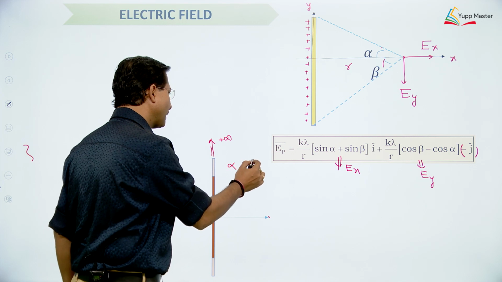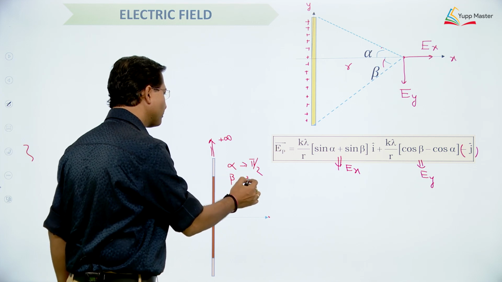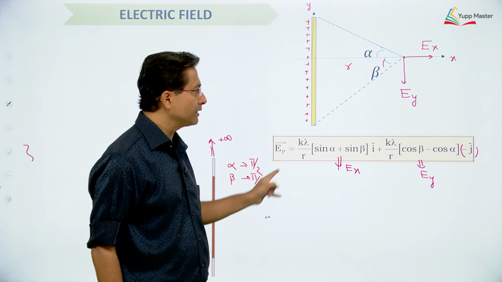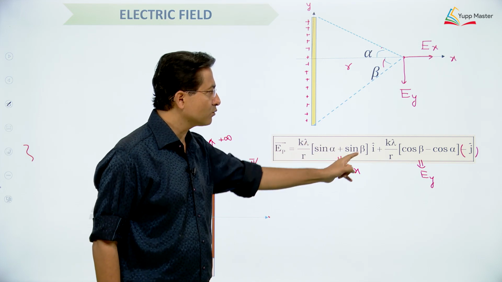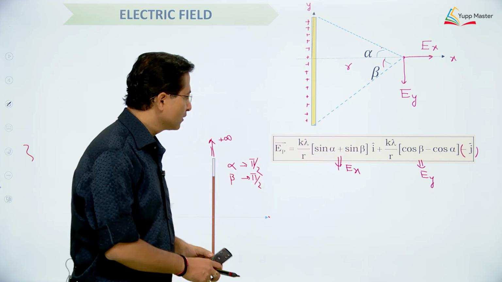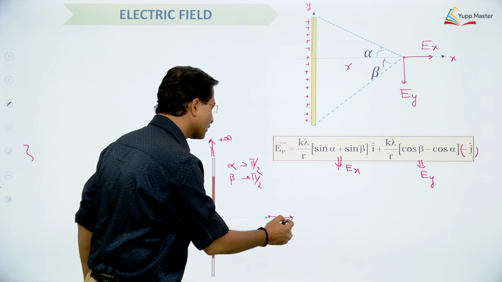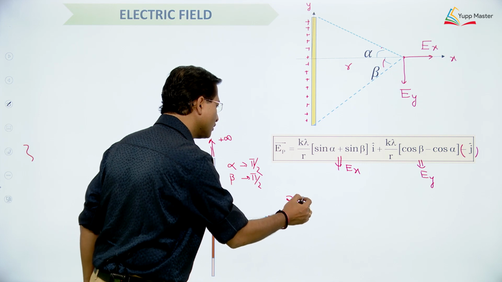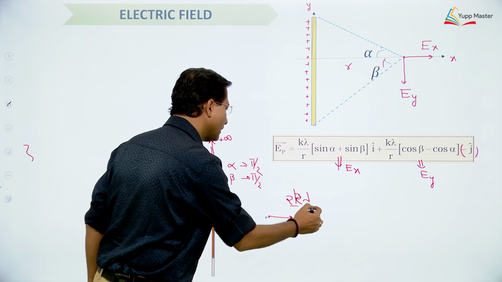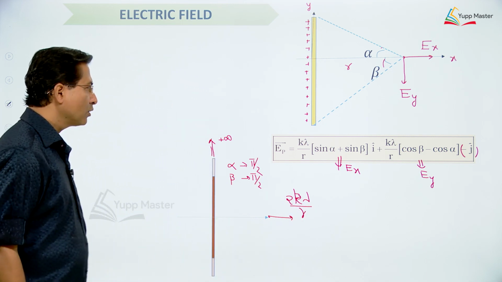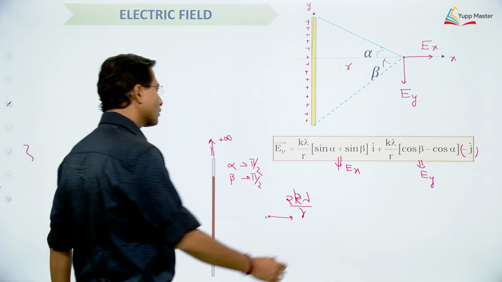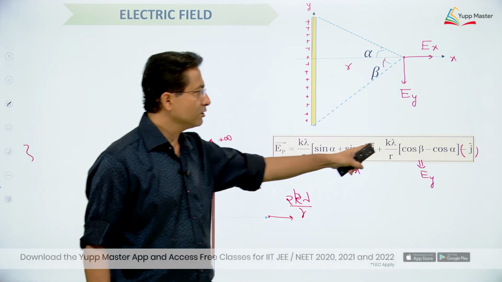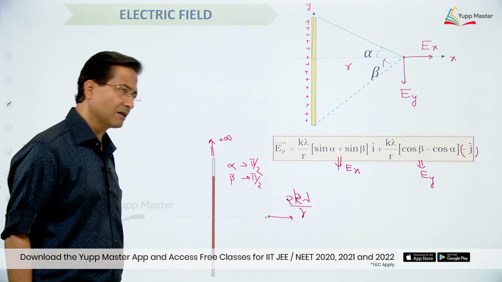So alpha will become pi by 2 and beta will become pi by 2, and you can see from the expression, if I substitute alpha pi by 2 and beta pi by 2, sin pi by 2 is 1 and this one is 1, 1 plus 1 is 2, right. So the x component at this particular point will become 2k lambda by r. Now look at the y component, cos 90 is 0, cos 90 again 0, so this component will be 0. So there won't be any y component, there will be only the x component.